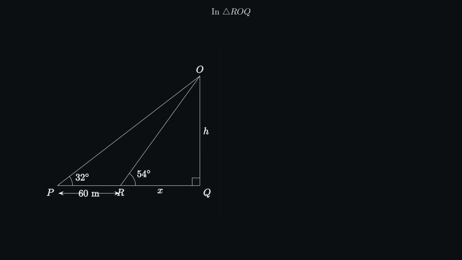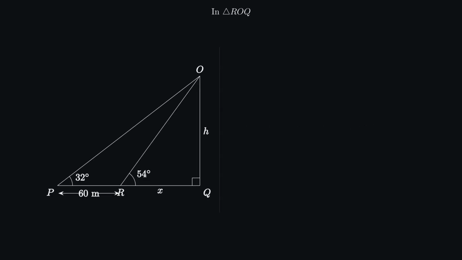The height of the pole is the same in both triangles. So we will write one expression for h using the 54 degrees triangle and another expression for h using the 32 degrees triangle. Then we equate them.